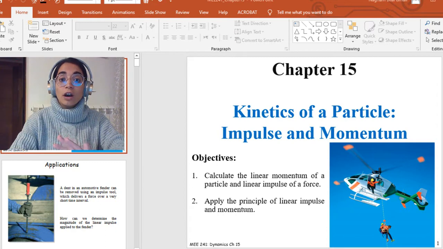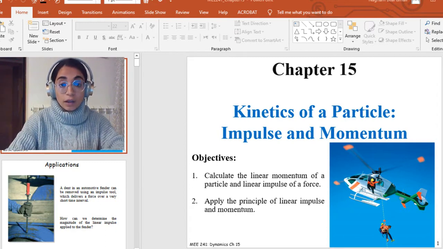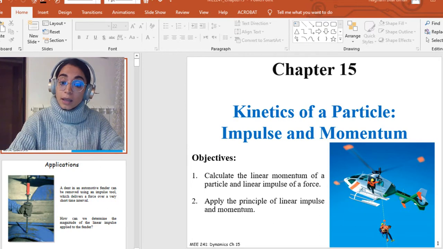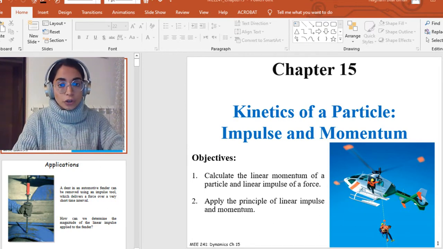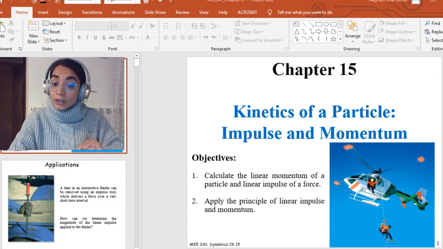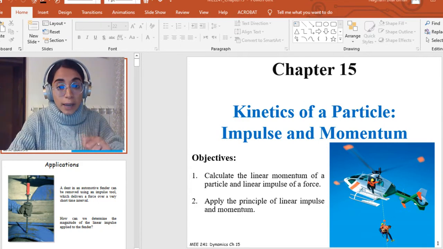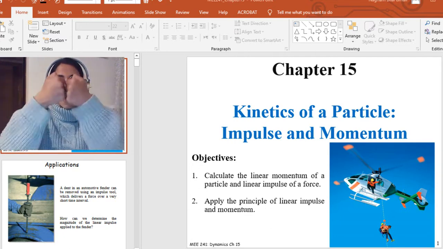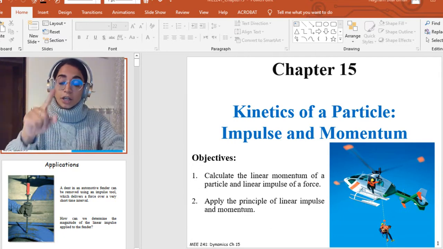In this lecture, we're going to start a new chapter, chapter 15, which is about impulse and momentum in kinetics of particles. In this chapter, we're going to calculate the linear momentum of a particle, and we're going to also find the linear impulse of the forces exerted on this particle, and we're going to use the principle of linear impulse and momentum in order to apply it for the impact between particles. So let's start.